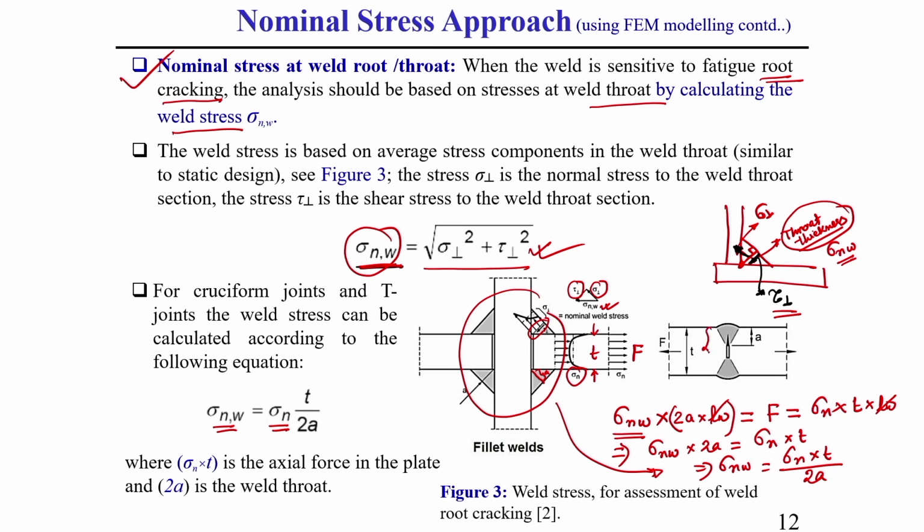Whereas, if a both side butt weld is there, for this case also let us consider that F is applied. Here also sigma NW into 2A, where the throat area is from here to here, both sides, so two throat areas are there. Sigma NW into 2A is equal to sigma N into T. So, you get the same relation if both side welding is there. This way generally we can calculate sigma NW in terms of nominal stress.